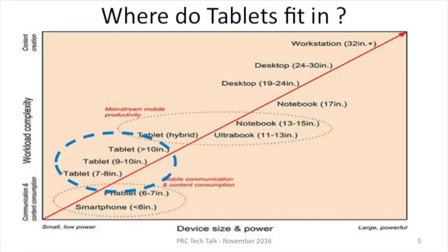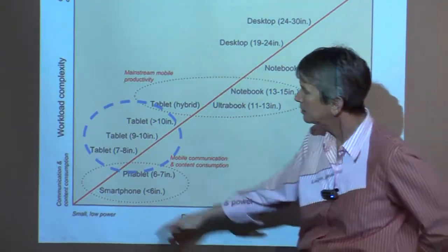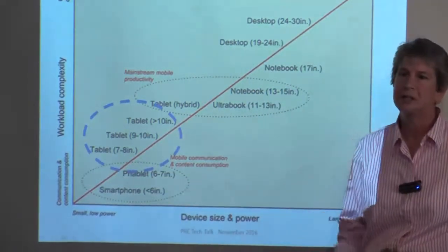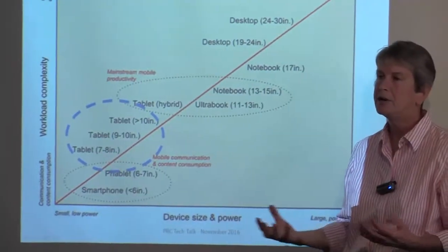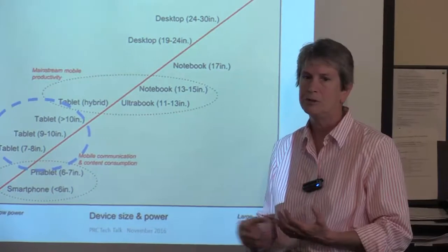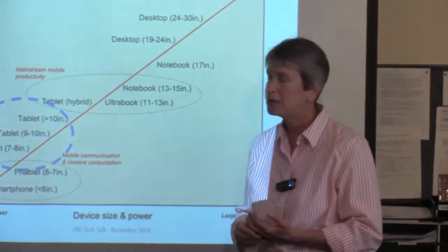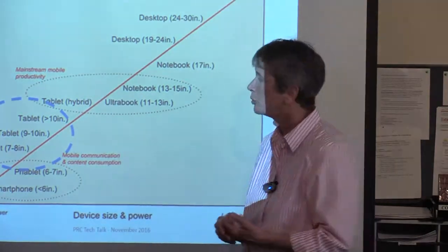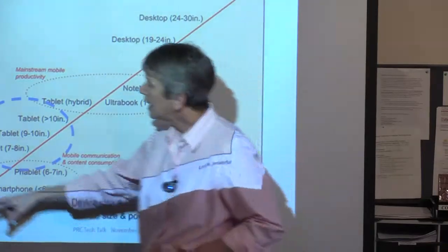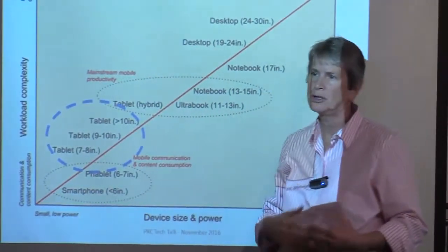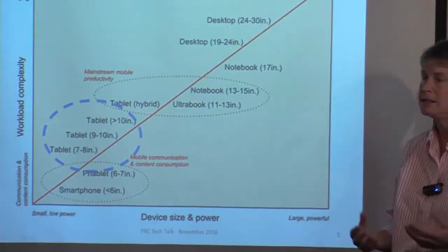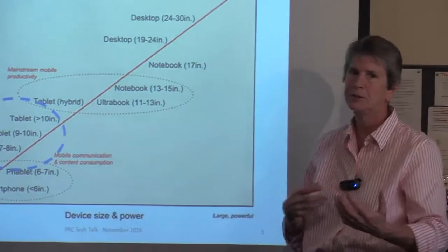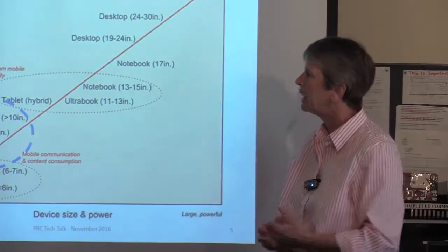So this chart shows the workload complexity being down here, where you have smartphones. The primary work to be done is communication and content consumption. So you're really just looking at things that are already produced. You may be downloading videos, you may be reading email for communication, you may be looking at YouTube or reading the news or whatever, but you're consuming that content. At the high end here is what we call content creation. So you're actually producing content, whether it's presentations or spreadsheets or developing games or whatever.